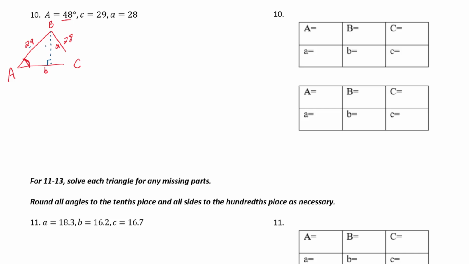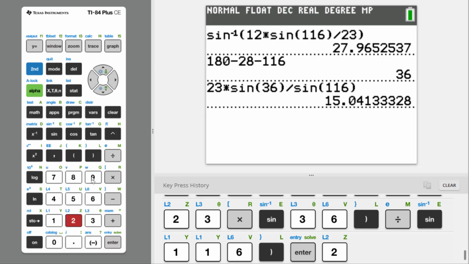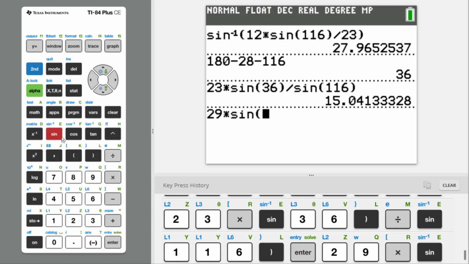Here, if I go ahead and just come up with what this height is, the height will always be the adjacent side, 29, times sine of whatever the angle is, which I didn't put on the picture, but that was 48 degrees as it was provided, so it would be sine of 48. And if I go ahead and type that into my calculator here, bring that back up, I've got 29 times sine of 48, there it is.